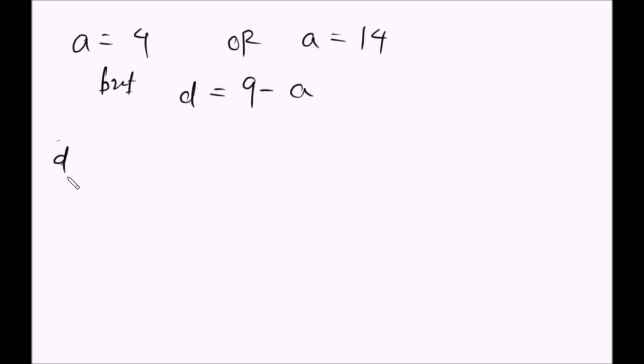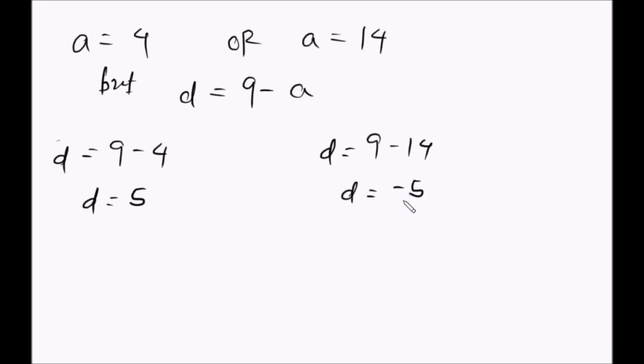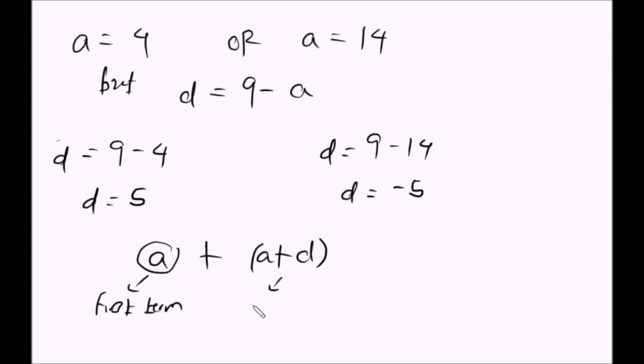So here d will be equal to 9 minus 4, which is what? It's 5, and here d will be equal to 9 minus 14, which is what? Negative 5. So remember our three numbers were a, the first term, a plus d, this was our second number or second term, and a plus 2d, this was what? It was the third term.